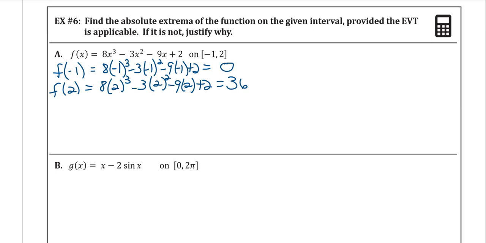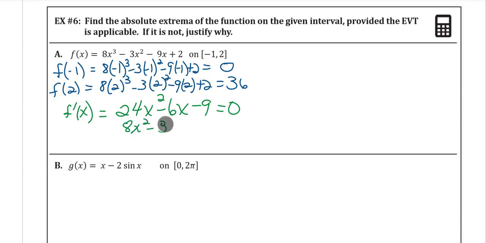Now the next thing we want to do is take the derivative, because we want to find our critical numbers. Because relative mins and maxes occur at the critical numbers. The absolute ones can occur at the endpoints or the critical numbers. So we need to find those critical numbers. So taking the derivative, we get 24x squared minus 6x minus 9. And critical numbers are zeros of our derivative. And factoring this, we can factor out a 3. We get 8x squared minus 2x minus 3 equals 0.